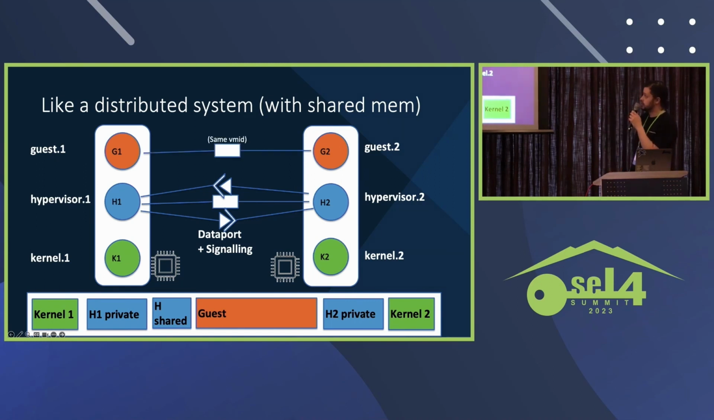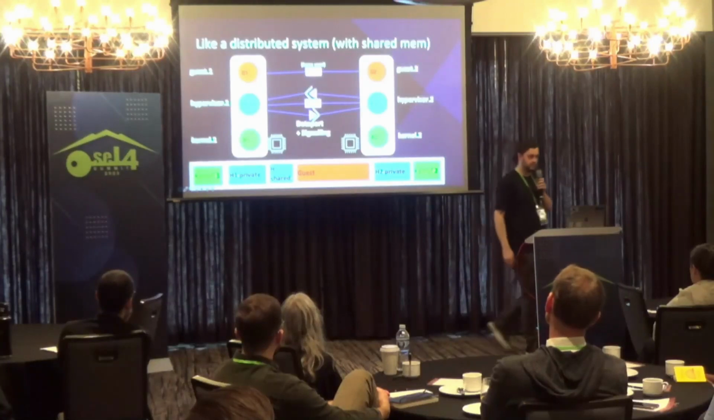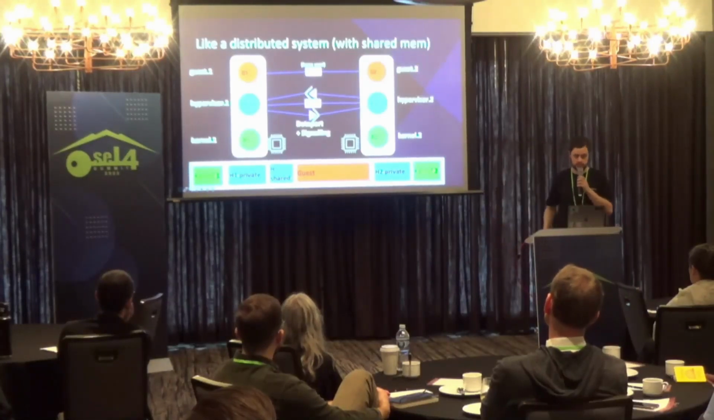And then the guests basically have one giant shared memory buffer that's their guest RAM. And it, of course, has to be mapped with the same VMID in the stage 2 translations.